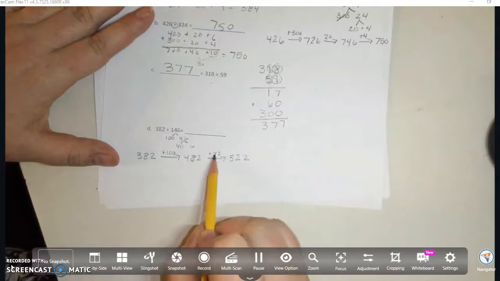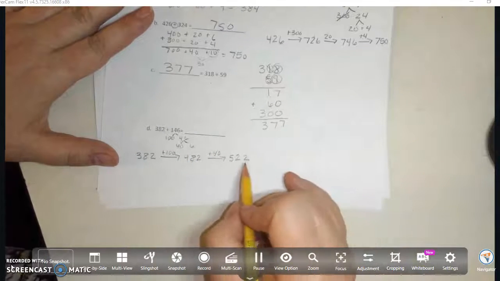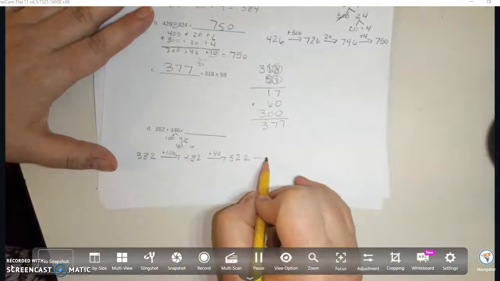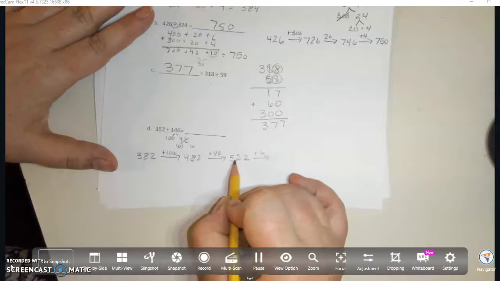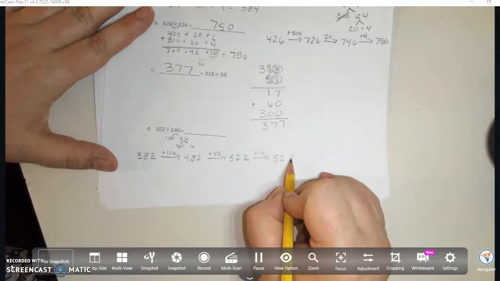Checking my math just to make sure. 8, 9, 10, 11, 12. Moving my 1 over. Yep, I'm correct. And then I'm going to add my 6, which is what I have left over. 522 plus 6 is 528.